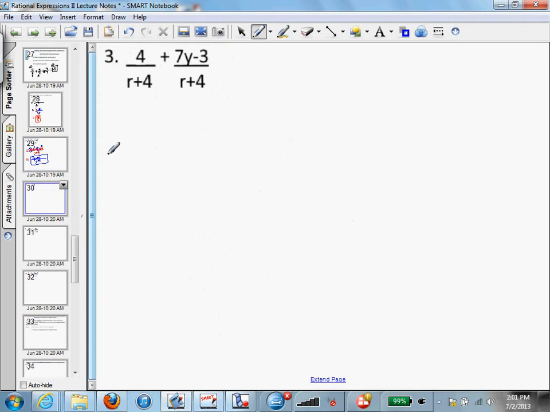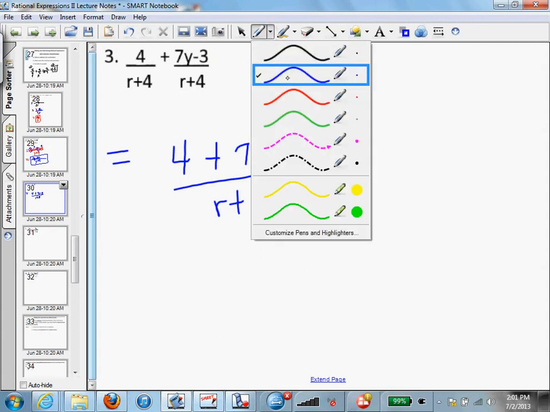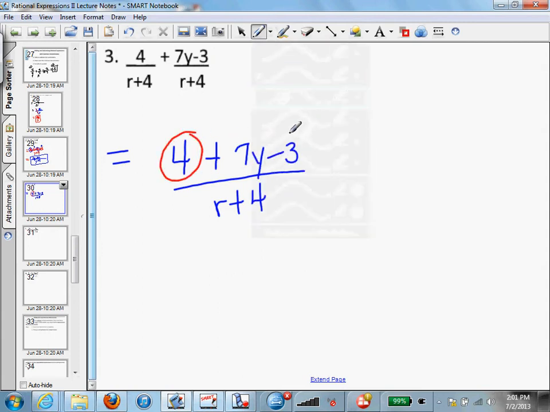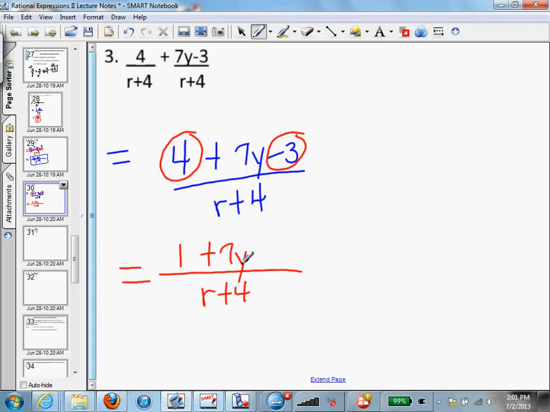Looking at number 3, let's write everything together. 4 plus 7y minus 3 all over our common denominator of r plus 4. So everything that isn't common I'm going to circle, so I have this 4 and this negative 3. So combining those on top, remember r plus 4 is our common denominator. So on top, 4 minus 3 is 1 plus 7y. And that cannot be reduced any further, so that is the solution.